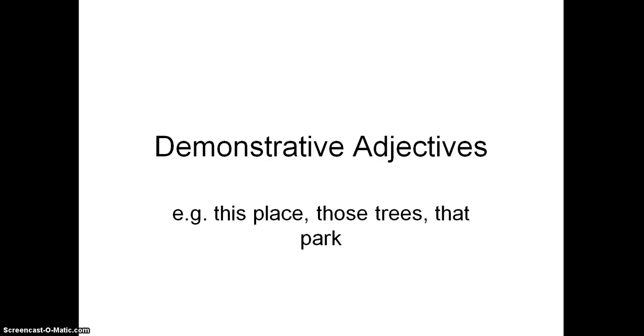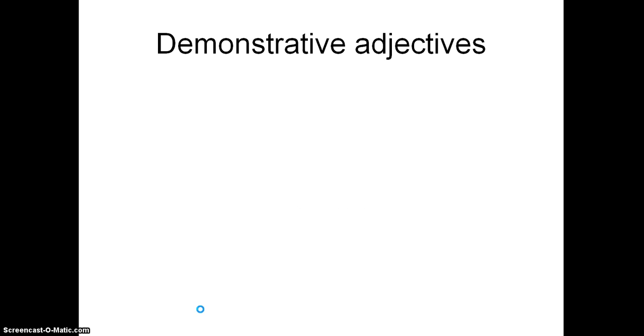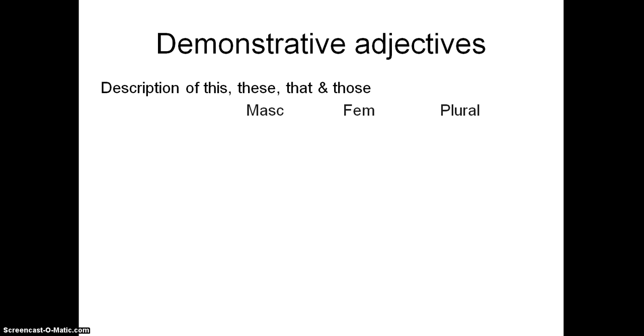So this is how to use demonstrative adjectives in Spanish. Demonstrative adjectives are things like this, as in this place, those, as in those trees, and that, as in that park. So how do we use them and how are they formed? Well, we need to know also whether the noun that we're describing is masculine, feminine, masculine plural or feminine plural. And that will determine which one we use.